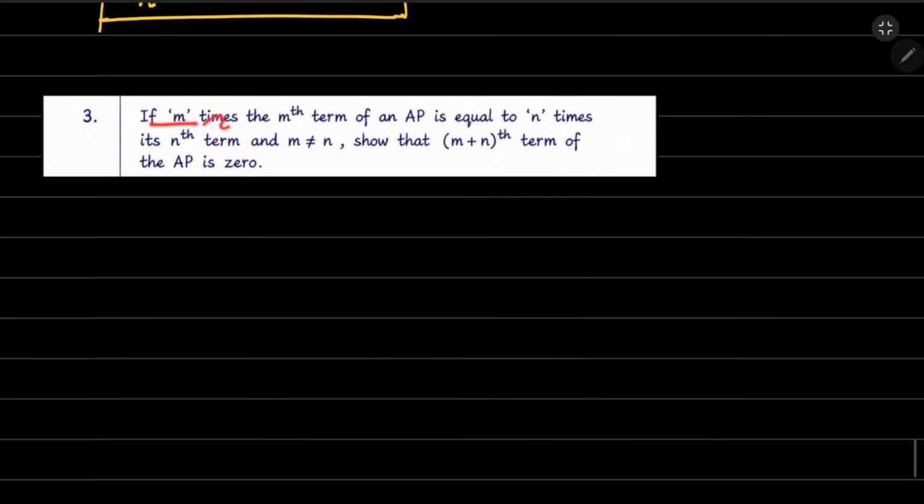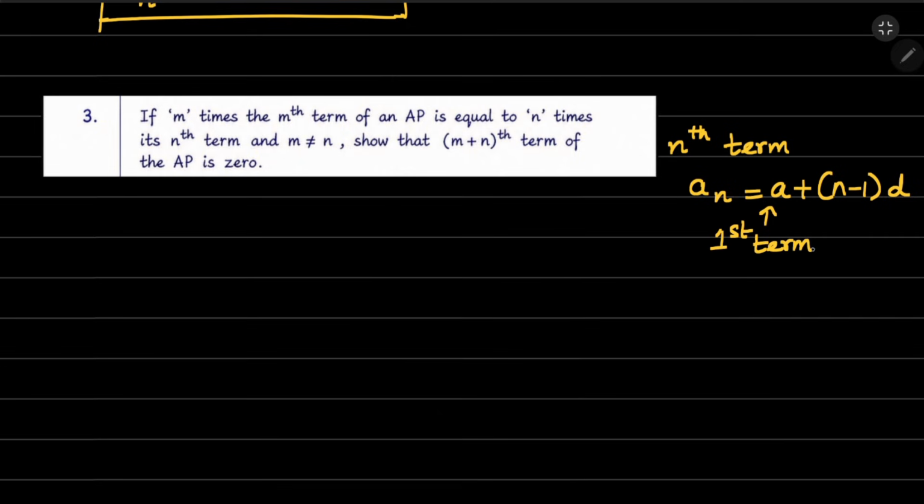If m times the mth term of an AP is equal to n times its nth term, and m is not equal to n, you have to show that the (m plus n)th term of the AP is 0. Okay, so how do you write your nth term formula? The nth term is denoted by an, which is equal to a plus n minus 1 into d, where a is the first term and d is the common difference.